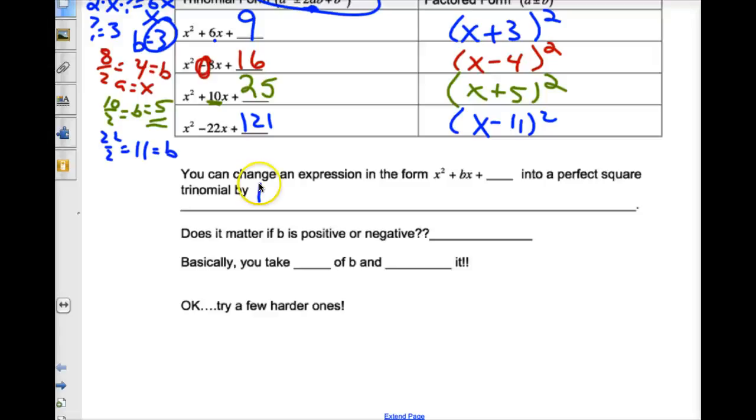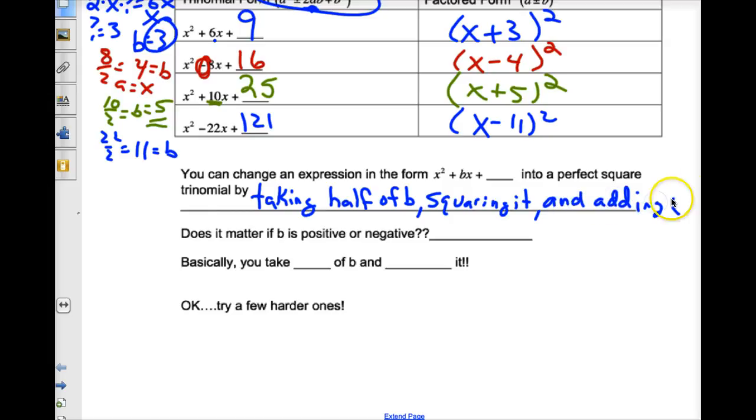Here's what Sean and Alex said. By taking half of b, squaring it, and adding it, because it's always adding at the end. So, here's my question. You guys know this is C being in the blank. But in a perfect square trinomial, is anybody smart enough to figure out what it is in terms of B?